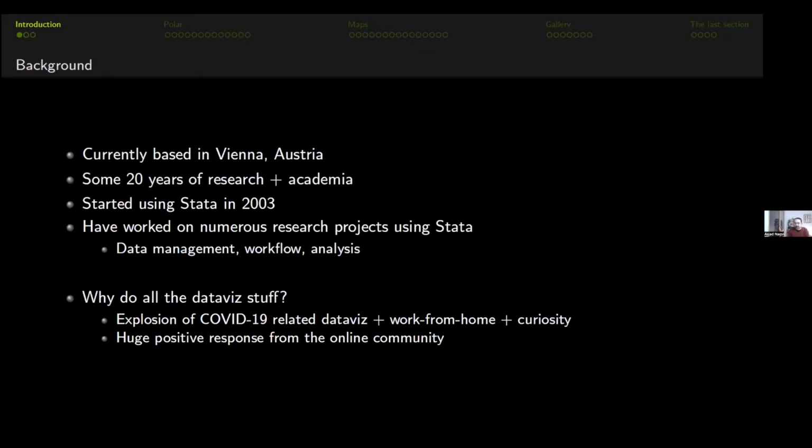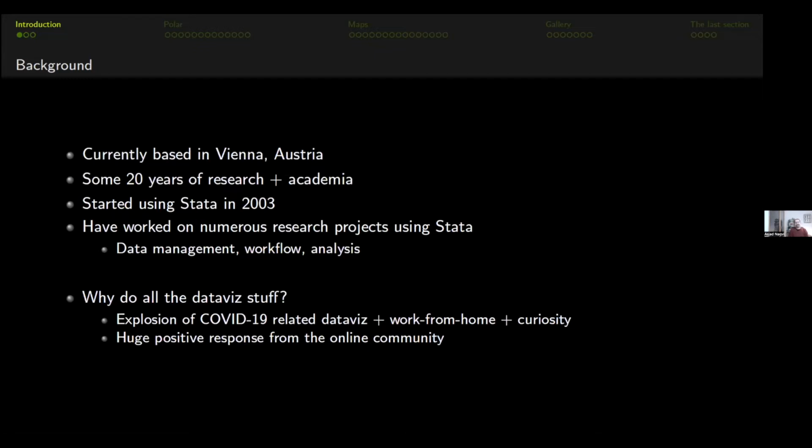Just a bit of background, if you have no idea who I am. I'm currently based in Vienna, Austria. I've been in academia and research for some 20 years. My first experience with Stata was in 2003, when I had moved from TSP, MATLAB and SPSS. At that point, it was super intuitive. Since then, it's been one project after the other: data management, workflow analysis. I go through more do files than I would like to, and now even more so, I just get emails with do files and I have to check the code.